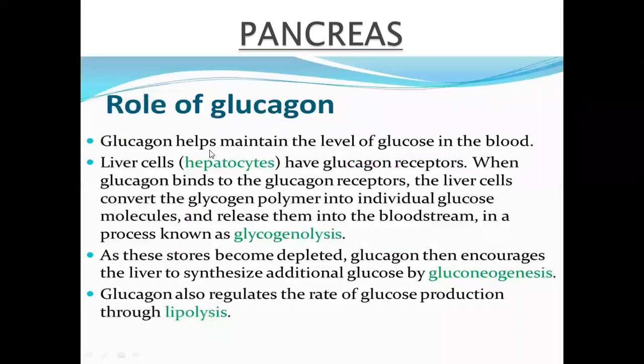Role of glucagon. Glucagon increases the blood sugar level, right? The liver cells have energy stored in the form of glycogen. It will change this glycogen into glucose, right? This is known as glycogenolysis. One thing more, lipids are also present there. They are also broken down, and this is known as gluconeogenesis. So these processes help to generate glucose and increase the glucose level in the body. It is done by glucagon.